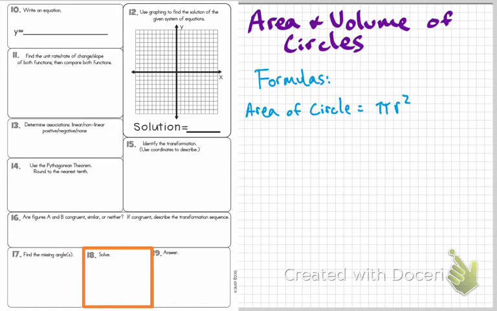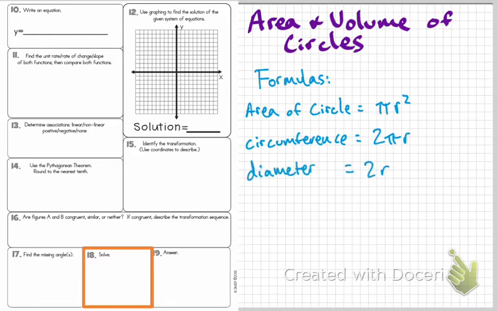The area of a circle is pi times the radius squared. If you've ever seen the number pi before, that's a really special number that we frequently use when we work with circles. If you want to find the circumference of a circle, you're simply going to multiply 2 times pi times the radius.